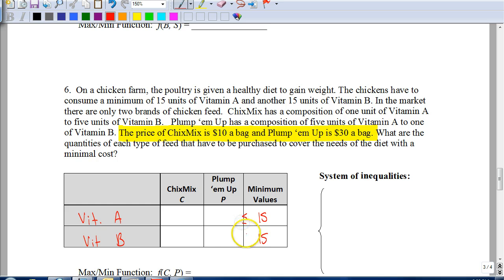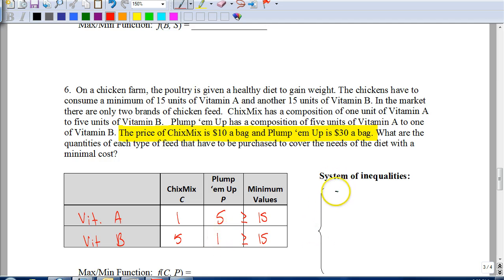And we have to have a minimum of 15 units for each of these. So that means it's got to be at least 15 or more units of vitamin A, and the same with vitamin B. So now to fill in the rest of it, it says Chex Mix has a composition of 1 unit of vitamin A to 5 units of vitamin B, and Plump 'em Up has a composition of 5 units of vitamin A to 1 unit of vitamin B.